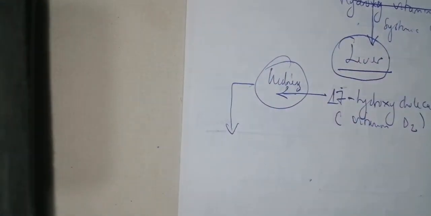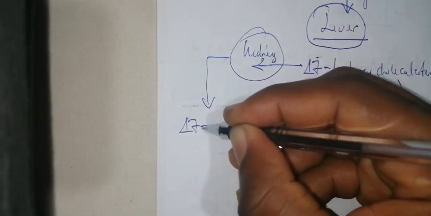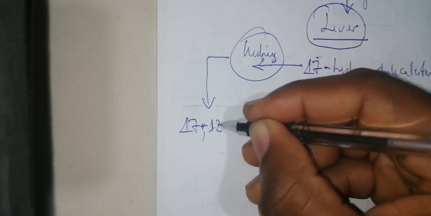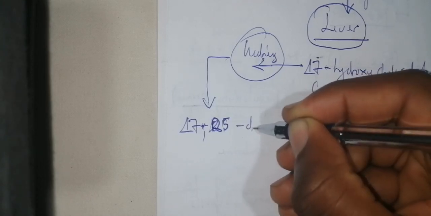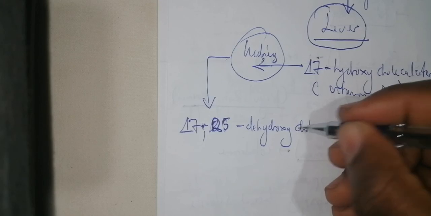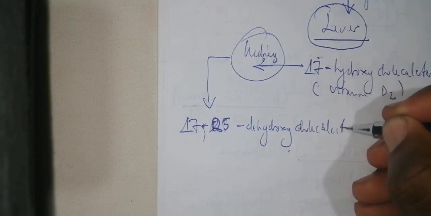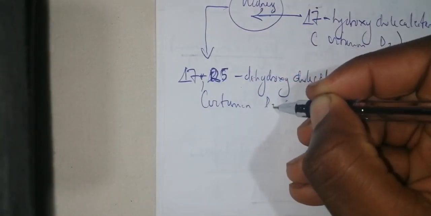Now the 17 hydroxy cholecalciferol moves at the level of the kidney. Is it clear? Now in the kidney, we have again another hydroxylation process. Another hydroxy group enters to produce what is called the 1,25 dihydroxy cholecalciferol, or just calciferol. Is it clear? And now this is called vitamin D3.